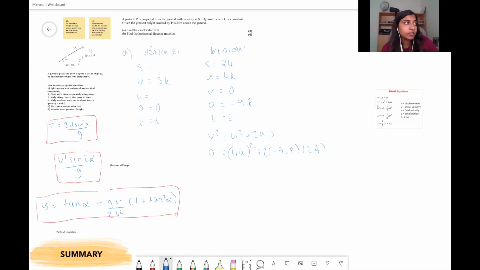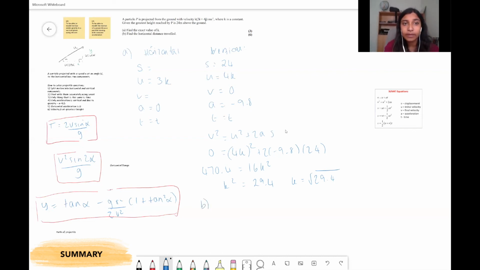So then if you do 2 times 9.8 times 24, that gives 470.4, which is equal to 16k squared. So that means your k squared is equal to 29.4. So your k is equal to the square root of 29.4. So that's your answer to part A.